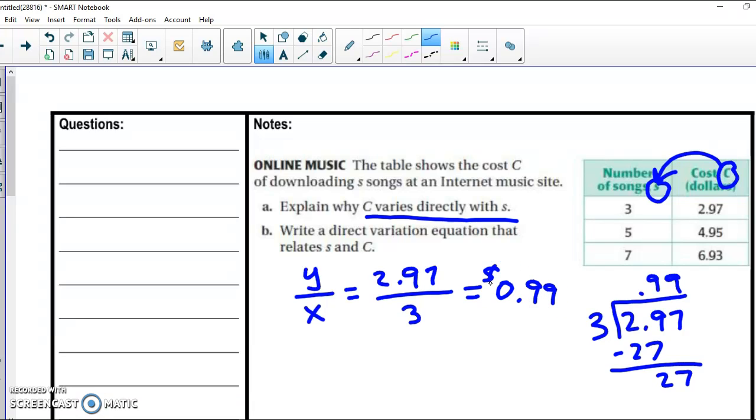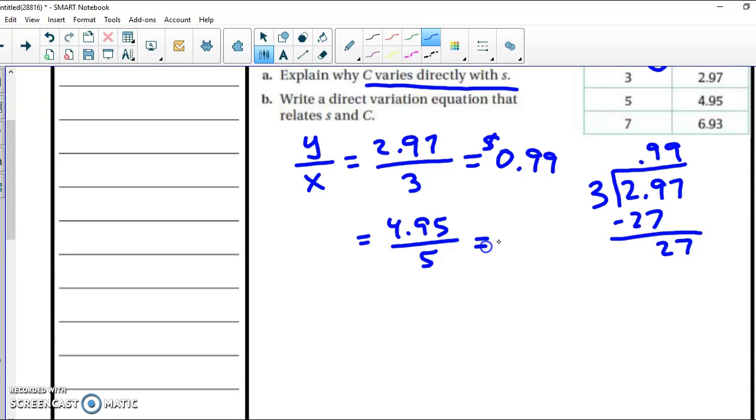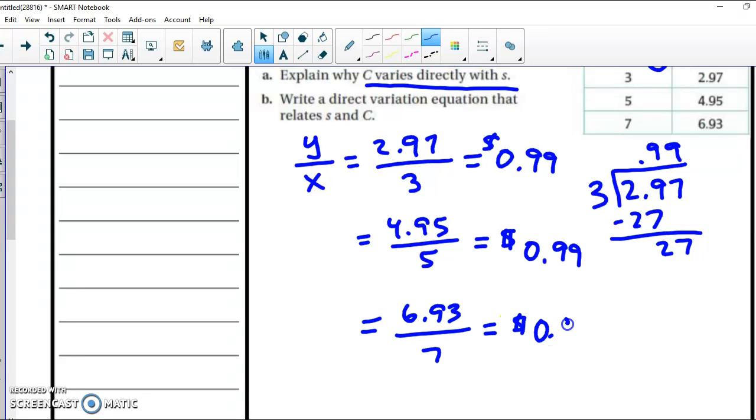So let's look at my next row. In my y to x ratio, I have $4.95 divided by 5 songs because it's $4.95 per 5 songs. So as I divide this out, I find again that it is 99 cents per song. And as I look at my last set of coordinates in my table, $6.93 per 7 songs, that also reduces to 99 cents per song. So this is direct variation because the cost of the songs varies directly with the number of songs that I buy.